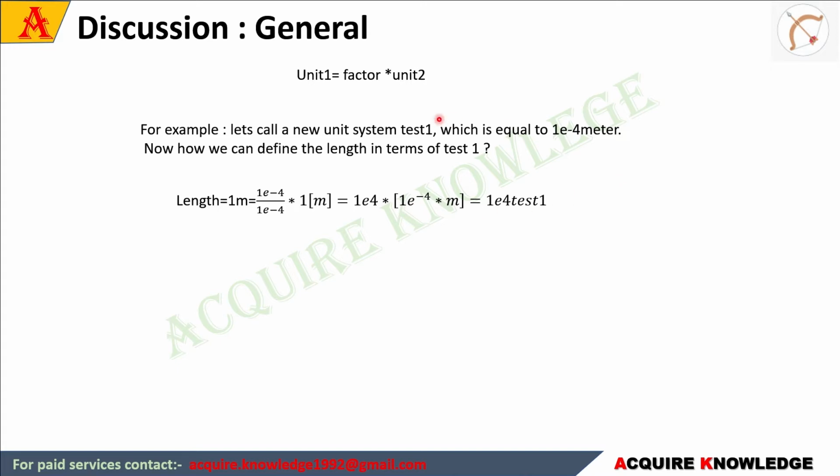And we know, based upon the first standard that we set for how we want to correlate these two unit systems, we can say now that 1 meter is equal to 1 into the power 4 into test 1. Now this test 1 is simply equal to 1 into the power minus 4 into meter.